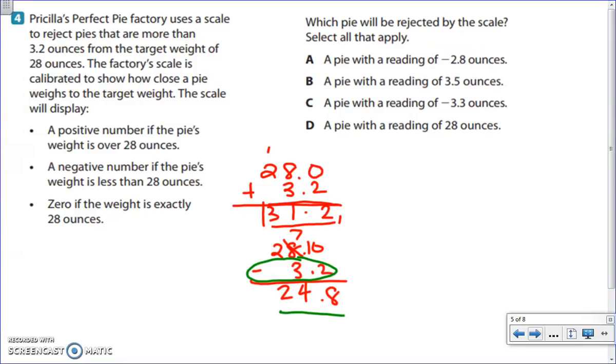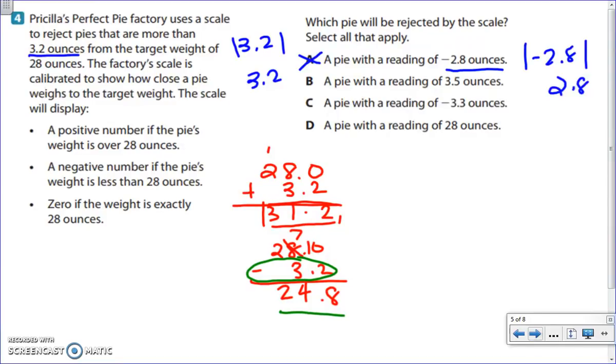Select all that apply. Okay, so when I look at choice A, a pie with a reading of negative 2.8 ounces. This is actually, we need to consider distance. So the distance from 28 of negative 2.8 will be 2.8 ounces. So we are still within the bounds of 3.2 ounces. The distance, which 3.2 represents the distance away from 28. So it has to be within that distance, and 2.8 is within that distance of 3.2. So that one would not be rejected. That one is okay. So we're looking for the ones that are being rejected.